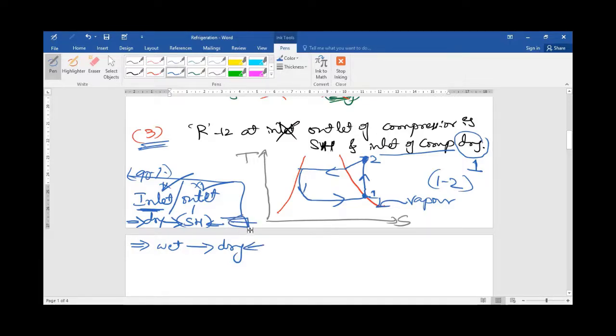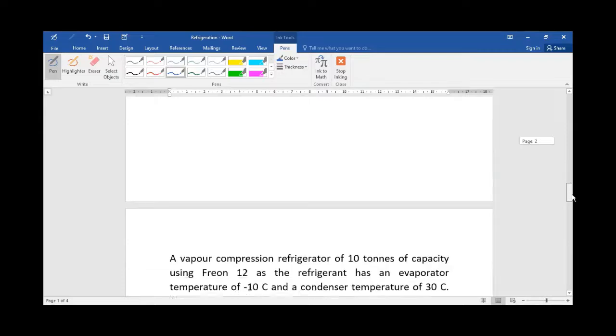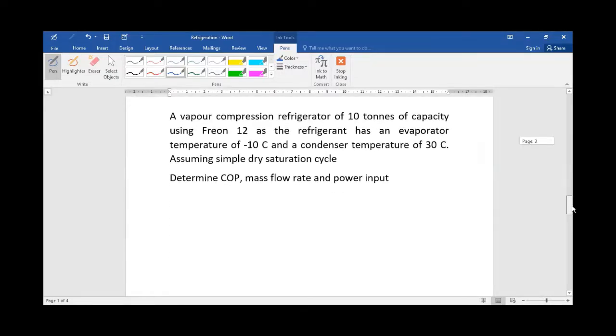Okay, so we will solve one simple numerical, the same numerical with the same data that we solved in the previous class. Let me take one numerical. A vapor compression refrigerator, VCR, of 10 tons. How many tons? 10 TOR. TOR means tons. This is a unit of refrigeration.